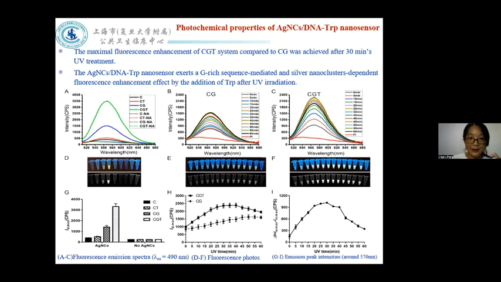And secondly, we found that with the increase of the time for UV radiation, the system CG and CGT hybrids can reach a peak around 30 minutes of UV treatment. It can be concluded that the nanosensor exerts a J-rich sequence-mediated and silver nanoclusters-dependent fluorescence enhancement effect by the addition of tryptophan after UV irradiation.